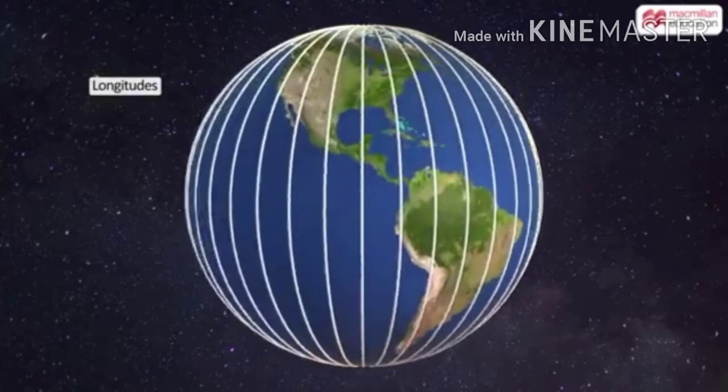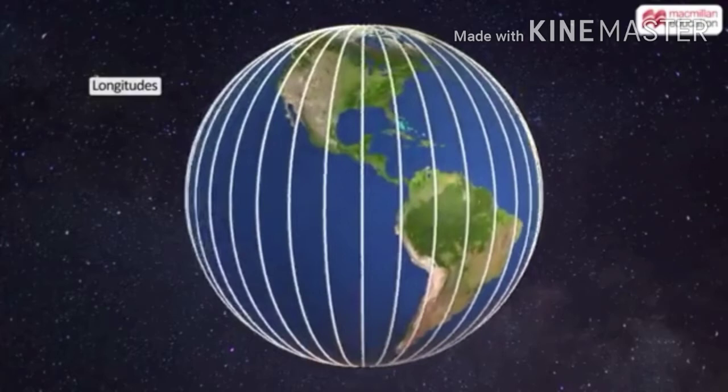Longitudes are vertical lines drawn on the surface of the earth. They run from the North Pole to the South Pole.